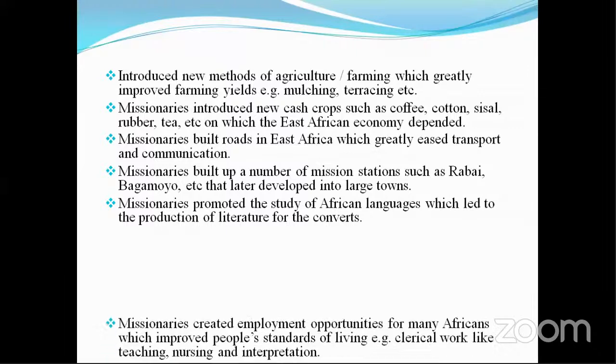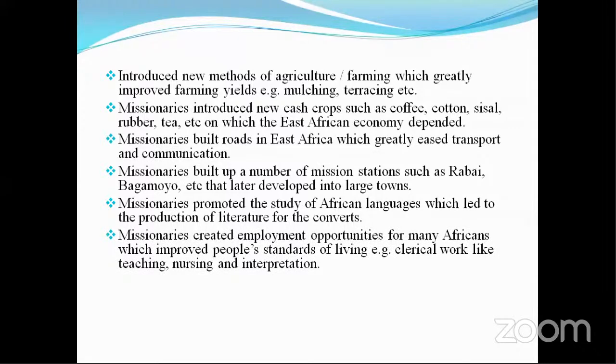We have this other point here: missionaries created employment opportunities for many Africans, which improved people's standards of living, for example clerical work like teaching, nursing, and interpretation. Remember, they constructed schools, and in schools they needed teachers. They constructed hospitals, and in hospitals they needed doctors and nurses. That was all creating employment opportunities. Then they also needed interpreters: those that had learned English or Latin earlier could interpret to fellow Africans. So I believe that one is also clear.